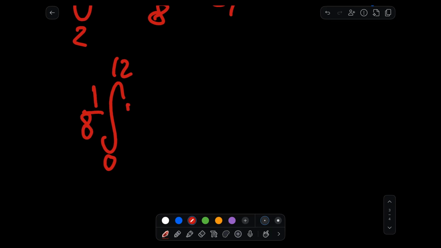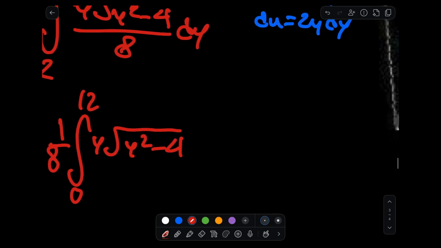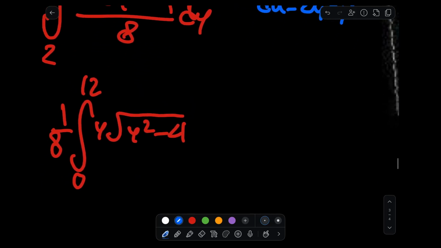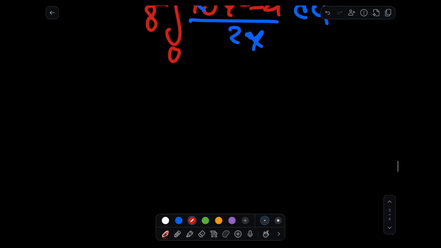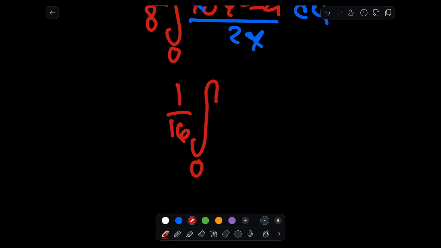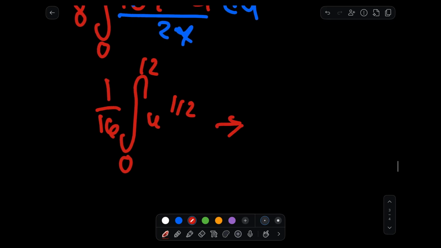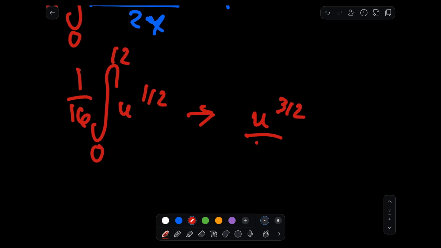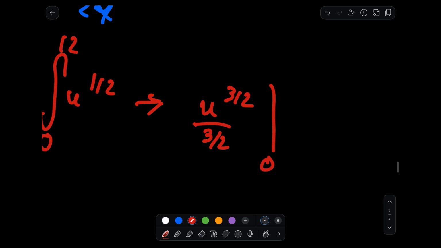Let's bring out the 1/8 here. We have y times this whole quantity, and then we do divided by 2y. Actually, no, I'm sorry, it'd be du over 2y like this. That cancels, and then you get 1 over 16 times the integral from 0 to 12 of u to the 1/2. And then you get u to the 3/2 over 3/2 evaluated from 0 to 12.